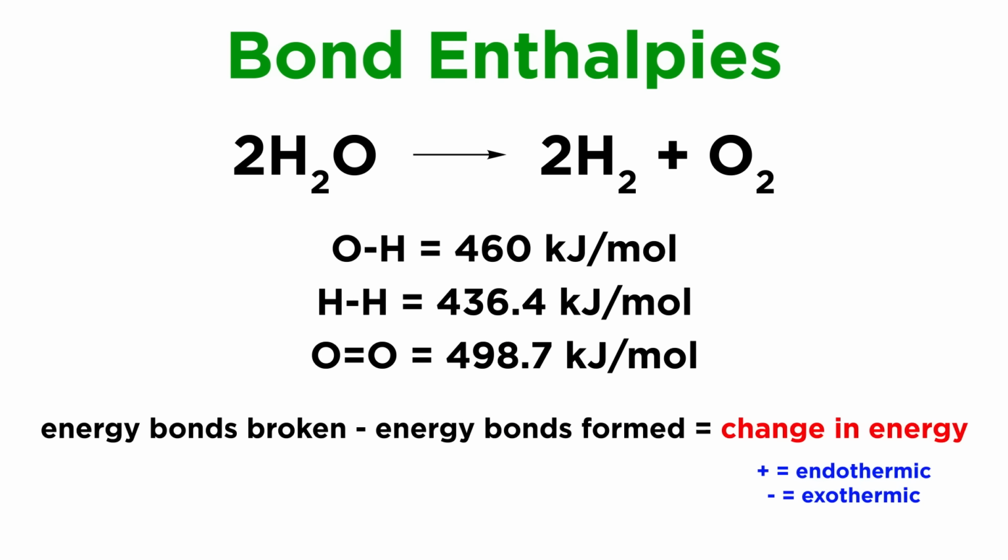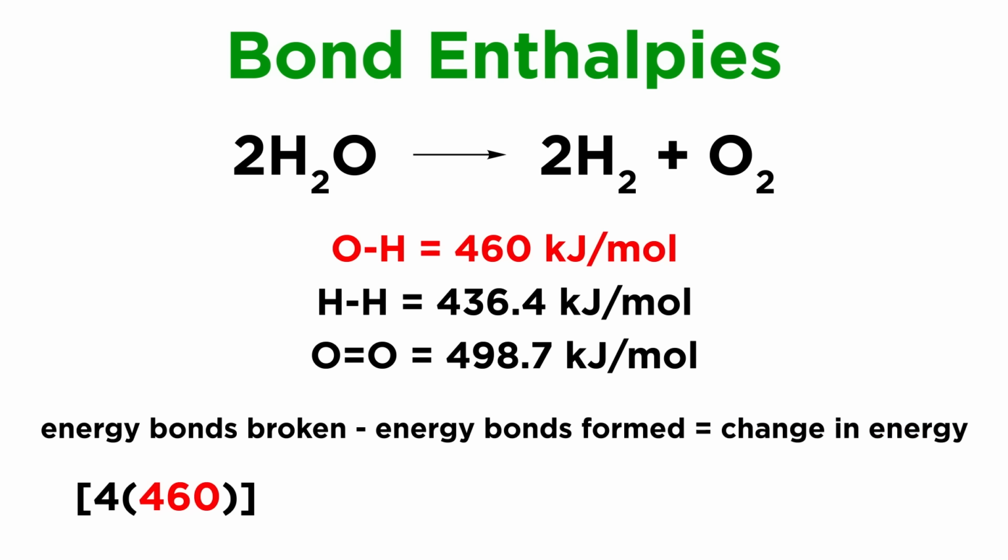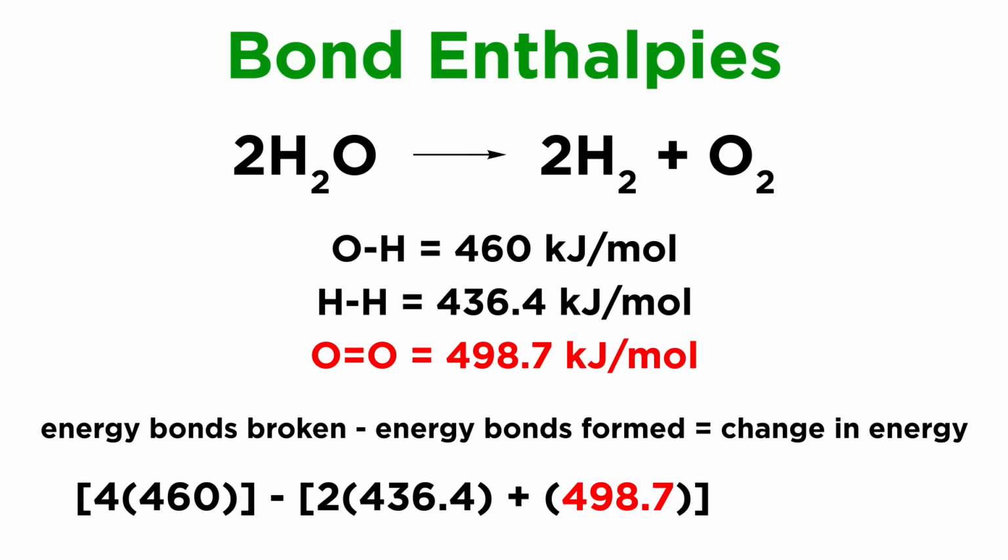And if the result is positive, the reaction must be endothermic, and if negative, it must be exothermic. So let's take the value for OH and multiply by 4, and then subtract from that the HH value times 2, plus the OO value. We will end up with 1840 minus 1371.5, which means this reaction has a change in enthalpy of positive 468.5 kilojoules per mole, which means it is an endothermic process.